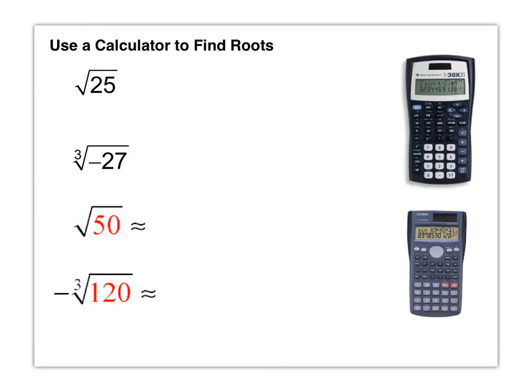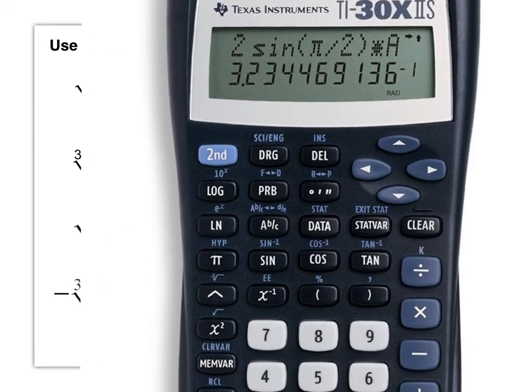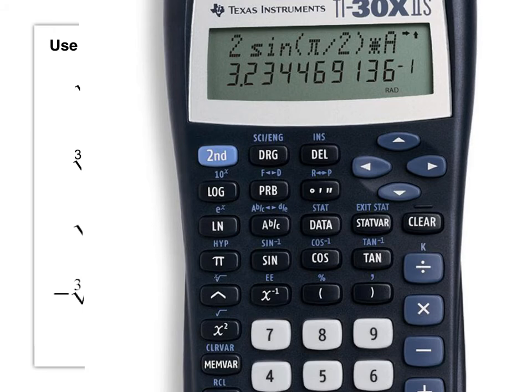For these problems, we're going to use a calculator to find roots. Depending on what calculator you have, you want to locate the square root, the radical sign, as well as the nth root sign. On a calculator like this Texas Instrument, the square root sign can be found right here. Notice that it's in blue above the x squared button. To use that button, you hit the second button and then the square root and then enter the number.